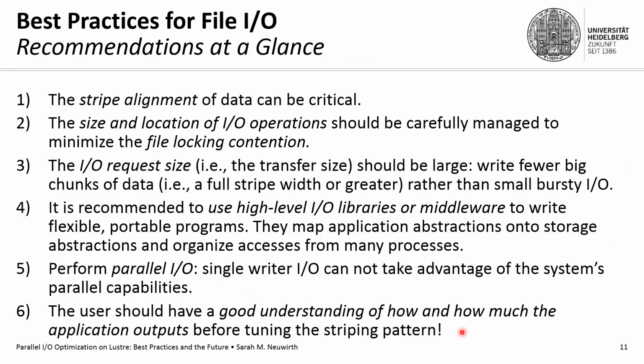And because we can't dive into detail for every single recommendation that is out there, here's a brief summary. The first 2 ones I have been discussing with the stripe alignment and the reduction of the file locking contention by carefully managing the data placement. Another important thing is that you should do large I/O, which basically means it is better to have fewer write requests with big chunks of data. So meaning full stripe width or greater, rather than a lot of small bursty I/O. And then again, use high-level I/O libraries and MPI for communication.